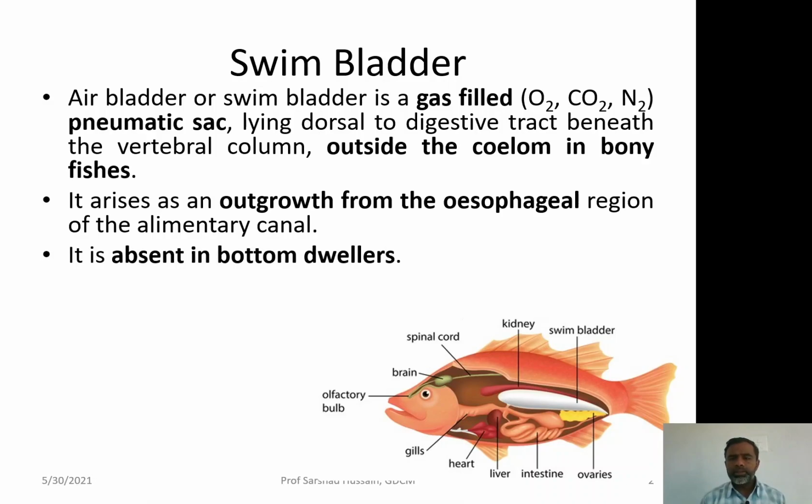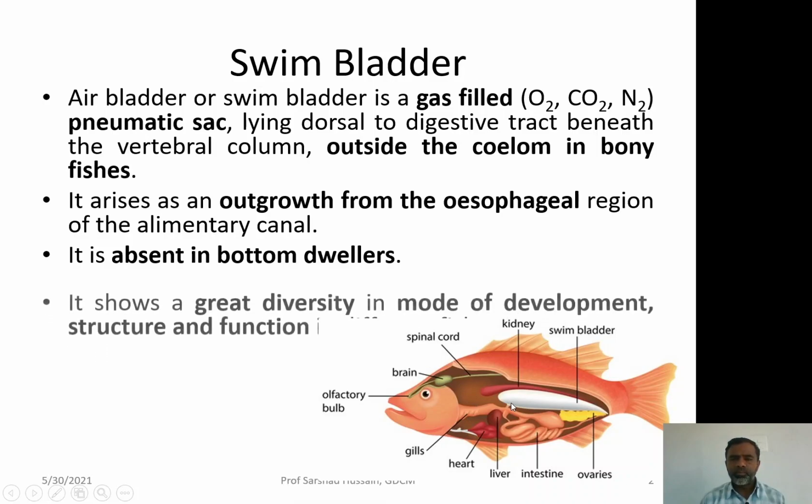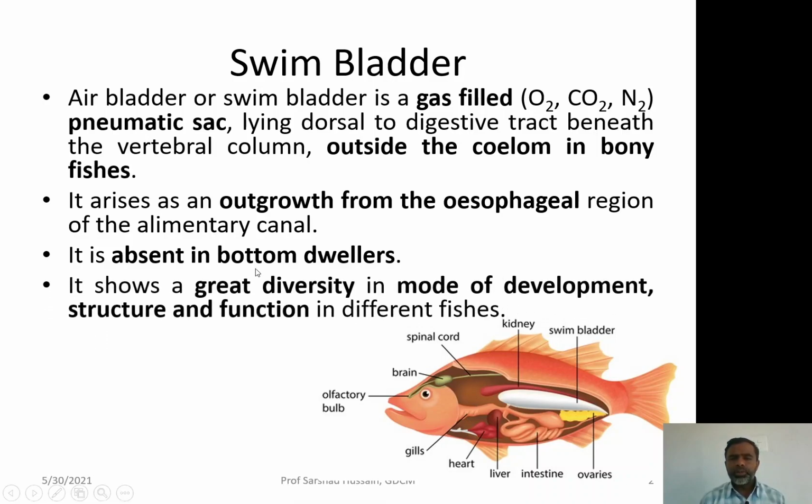Because it is the swim bladder, it is something which helps the fishes in swimming. The bottom dwellers are those fishes which do not swim actively, so the air bladder is not present in them. It shows a great diversity in its mode of development, that is how it is developed, and its structure and function in different fishes are also very different.